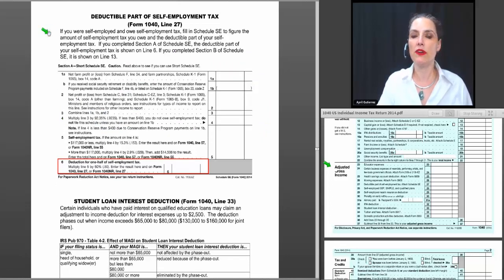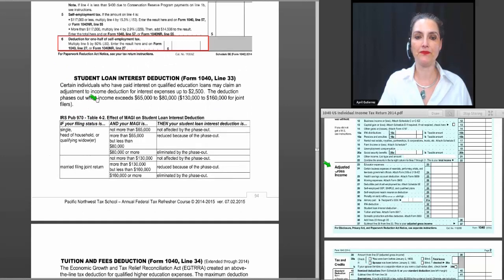If you are self-employed and you owe self-employment tax, you will complete Schedule SE to figure the amount of self-employment tax you owe and the deductible part of your self-employment tax. If you completed Section A of Schedule SE, the deductible part of your self-employment tax is shown on line 6 right here. But if you completed Section B of Schedule SE, the deductible part is shown on line 13.